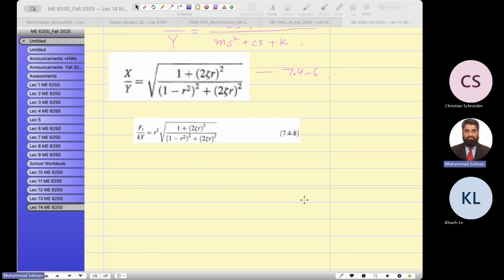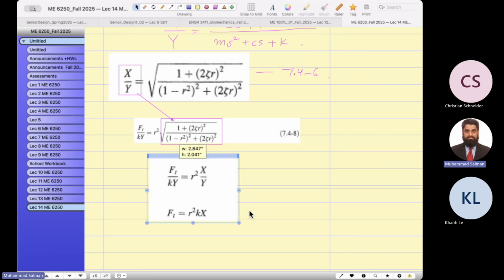Sorry, one more thing I want to show you, that you can write down in this form. What is this whole thing? This whole thing is x over y. So I can replace this by x over y, and then I can simplify the force transmissibility in the form of the displacement x.